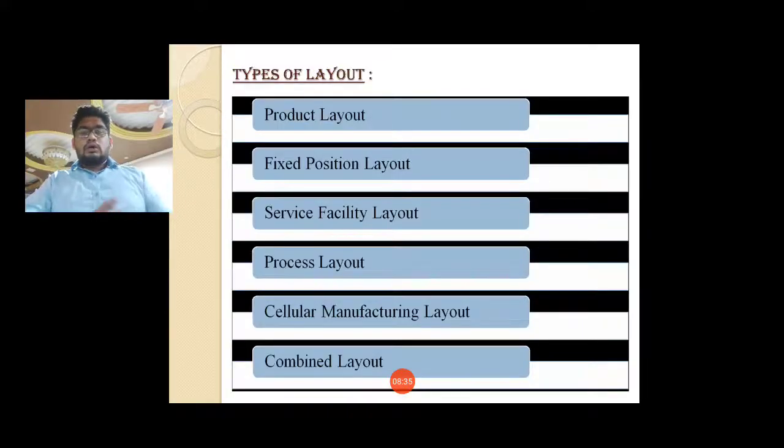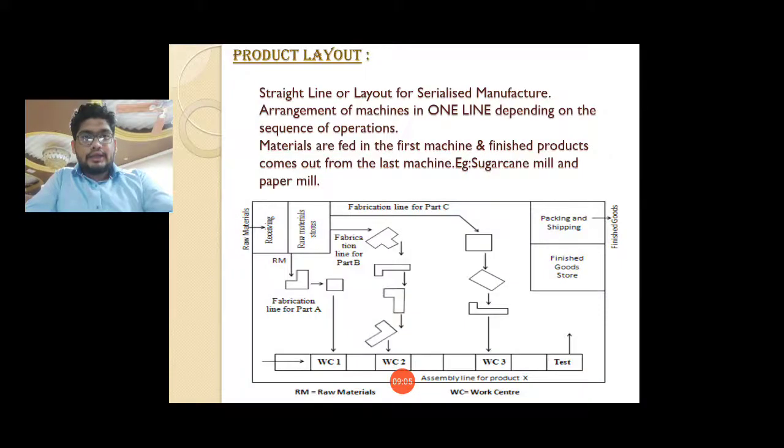Now, what are the types of layout? Each and every organization keeps a different layout. If we see the types of layout, the first one is product layout, the second is fixed position layout, the third is service facility layout, the fourth is process layout, the fifth is cellular manufacturing layout, and the sixth is combined layout. Now let's see the diagrammatic representation and each one in detail.